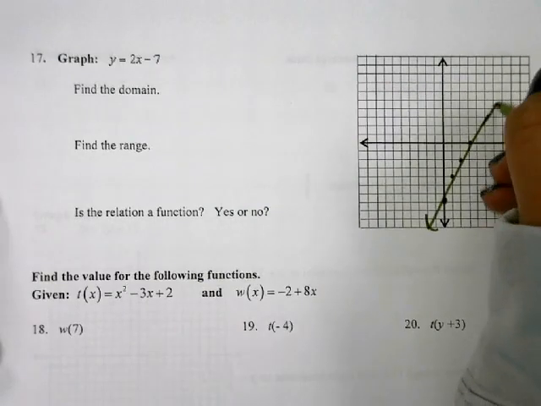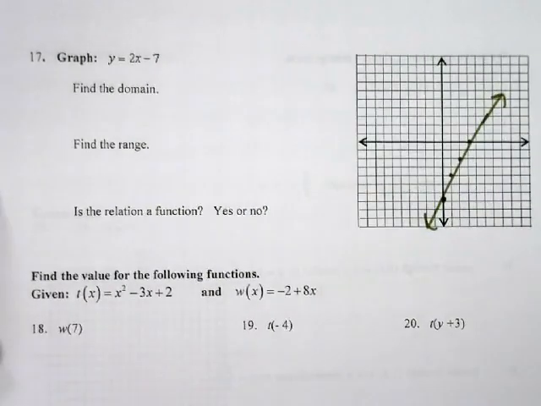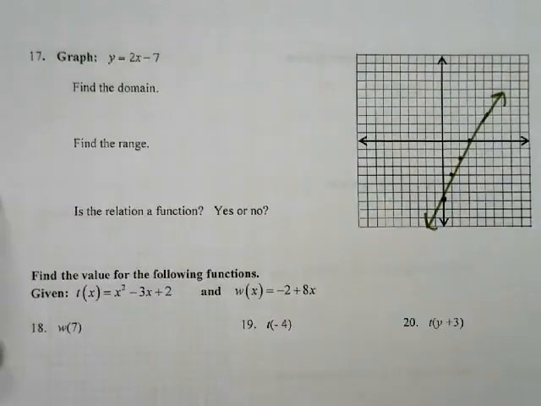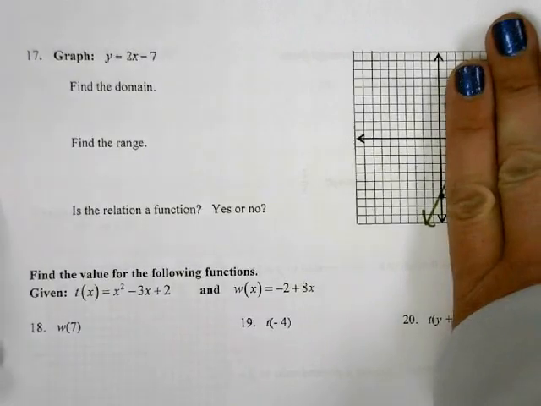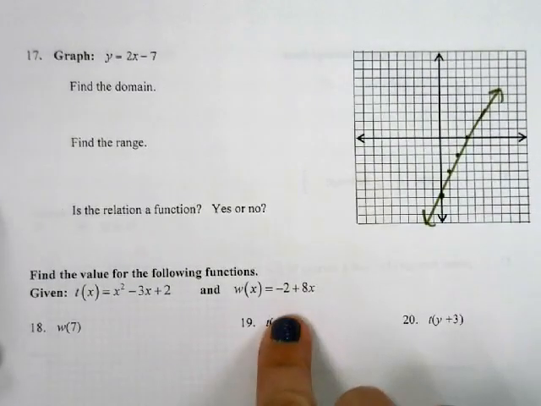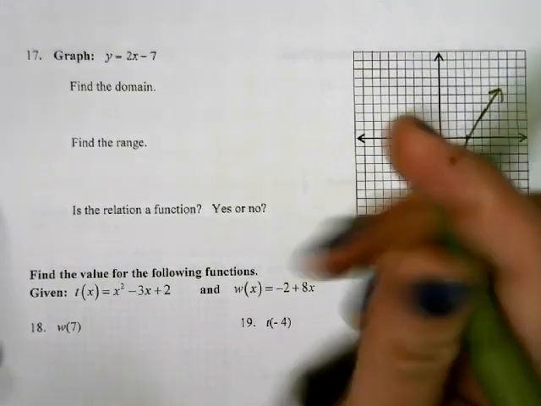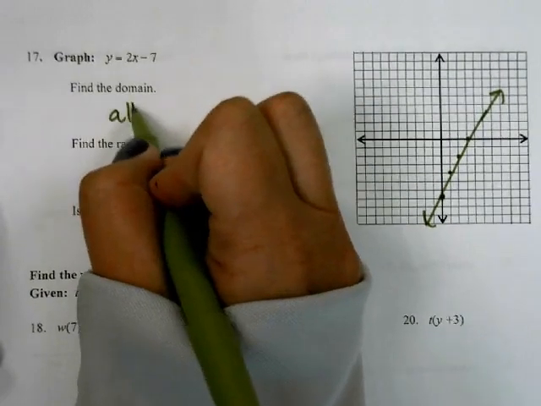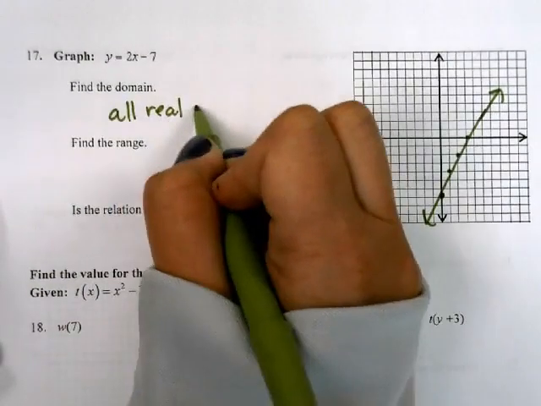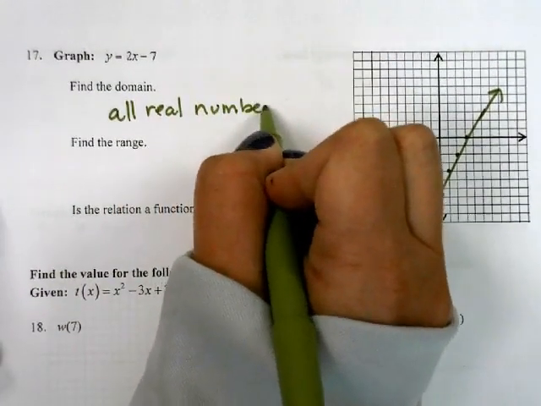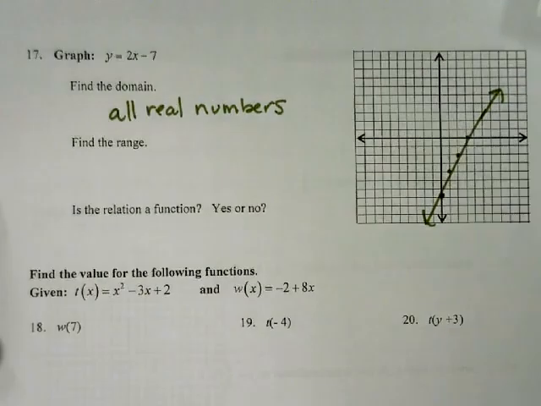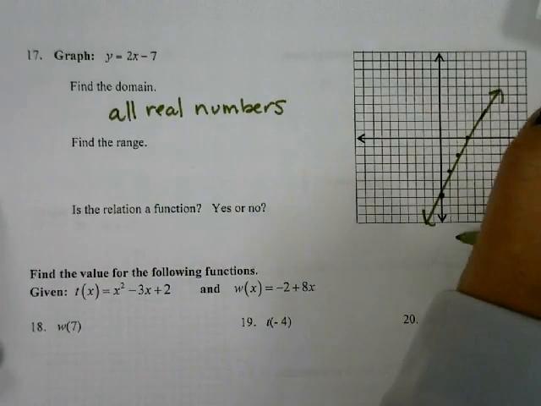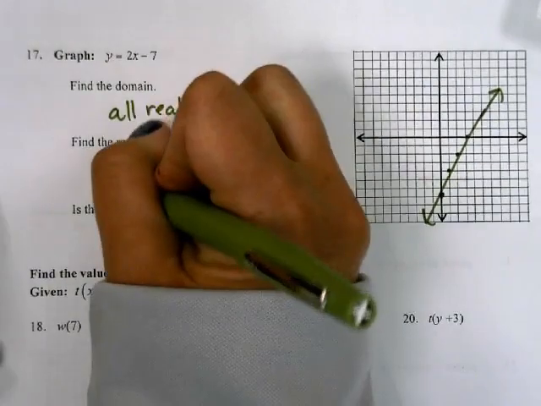The domain and the range, when you have a line, as long as it's not vertical or horizontal, it's all real numbers. If you look, I can see my graph, and it's going to touch every negative x value, and it will eventually touch every positive x value. So all real numbers. Same thing with the range. It's going to touch every possible y value that's negative and every possible y value that's positive.